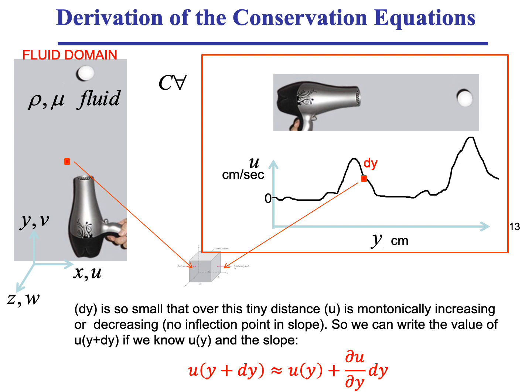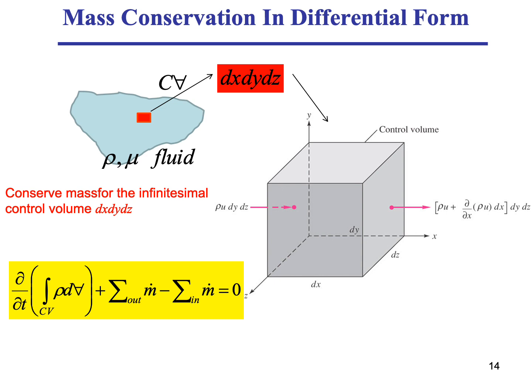So this we will be using quite a bit. It doesn't have to be u, it could be v, it could be pressure, it could be some other quantity, maybe concentration of smoke in the air, and so on. So now that we have this in our background and in our toolbox, we are going to start the derivation, and we will start with the mass conservation.